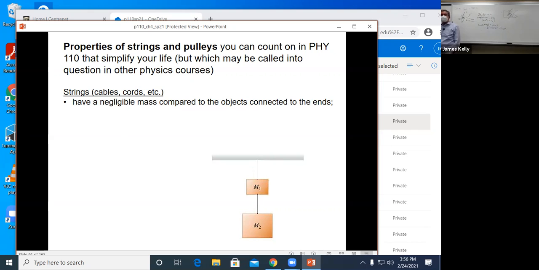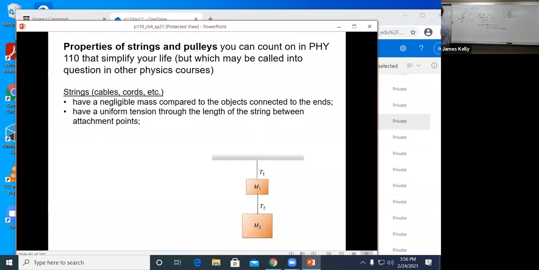So regardless of how a homework problem is phrased, we just don't have the tools to take into account ones where the mass is non-negligible. Okay? So look at the objects it's connected to, and it should be massless compared to them, essentially.